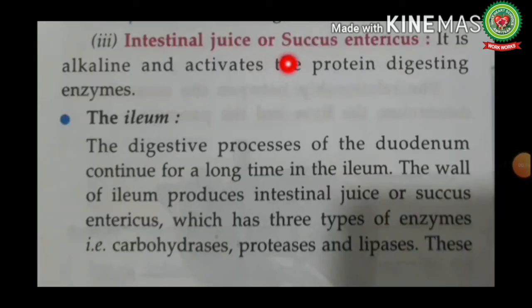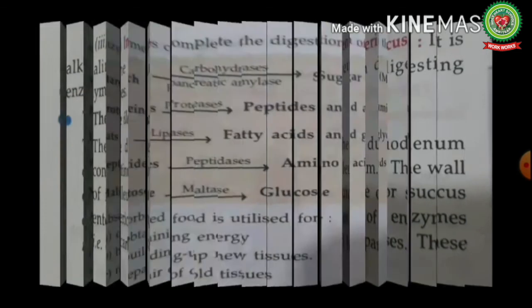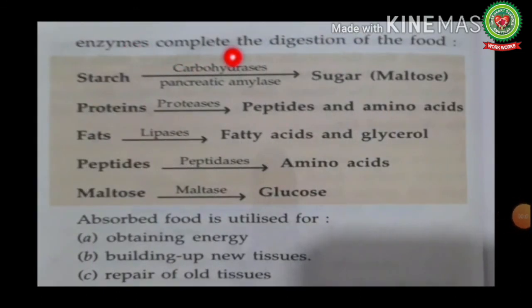Intestinal juice or succus entericus. It is alkaline and activates the protein digestive enzyme. The ileum. The digestive processes of the duodenum continue for a long time in the ileum. The wall of the ileum produces intestinal juice or succus entericus, which has three types of enzyme, that is carbohydrases, proteases and lipases. These enzymes complete the digestion of the food.